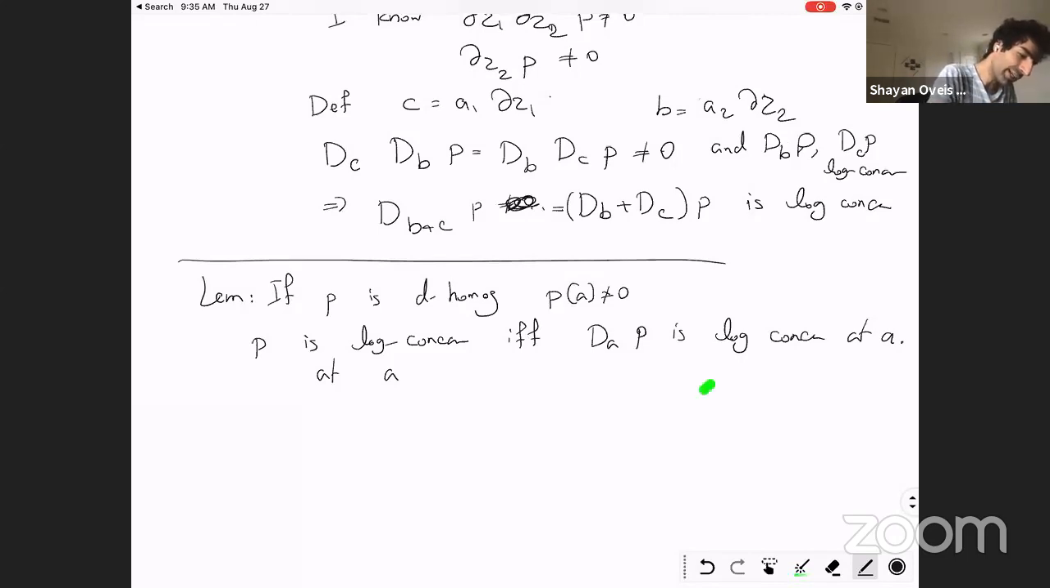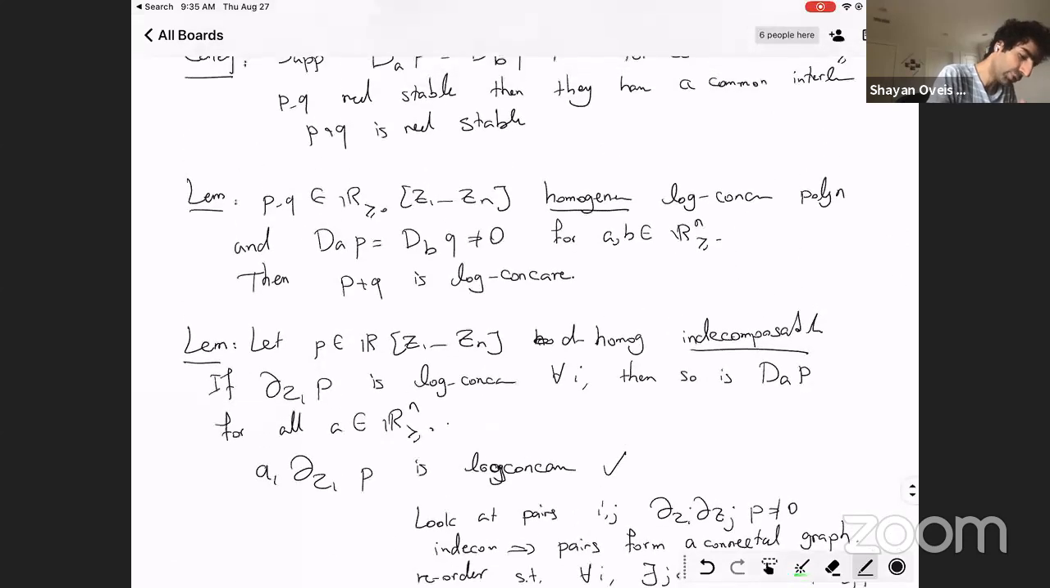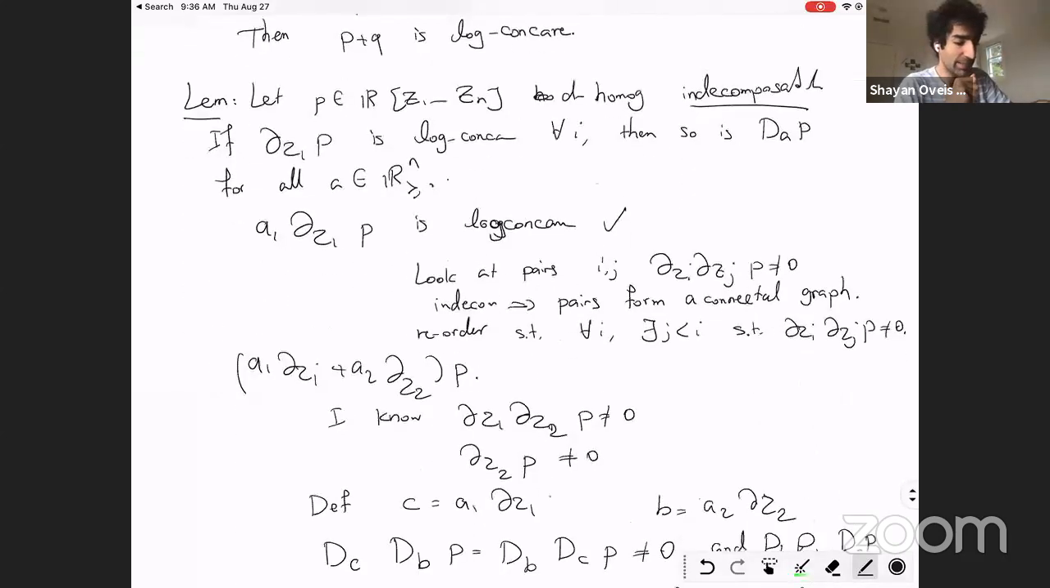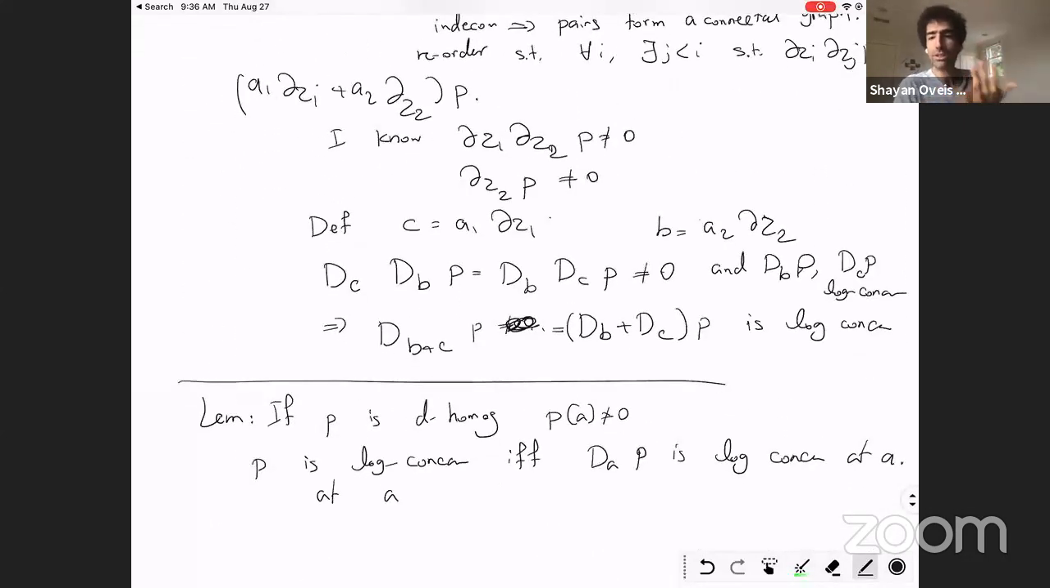Once you have this, you can now see how the inductive proof could go. If we have indecomposability, we know that all partial derivatives of P are log concave. This says that any directional derivative of P is log concave. And if P is log concave along a direction A, then P is log concave at A. That's what the second lemma says. So once you have both of these, you can induct. First, by induction, I know partial derivatives of P are log concave, so any directional derivative of P is log concave, and you can say P is log concave at that point, at A.